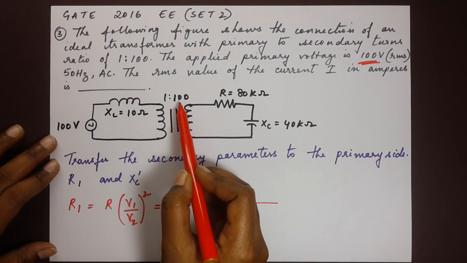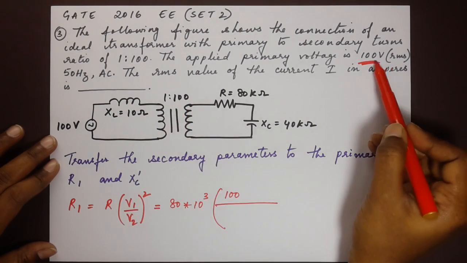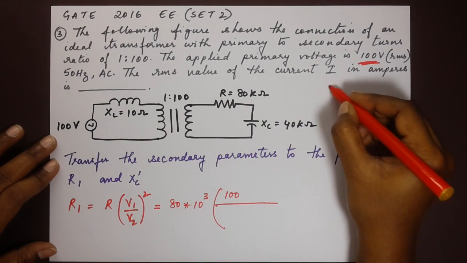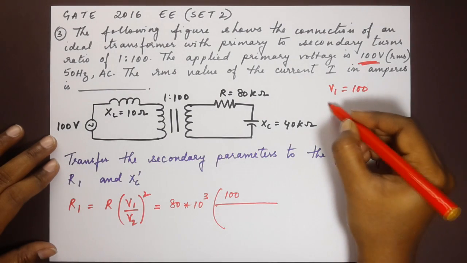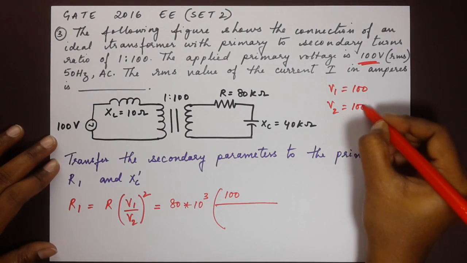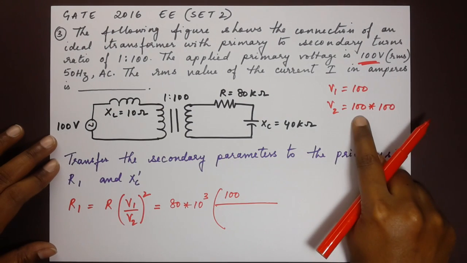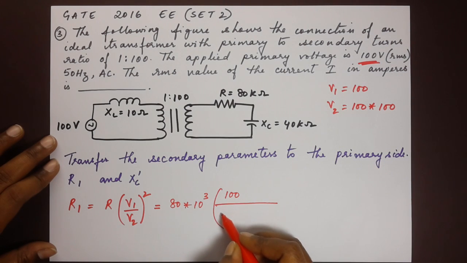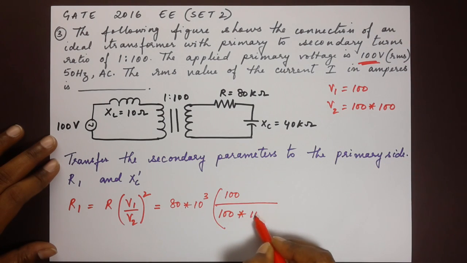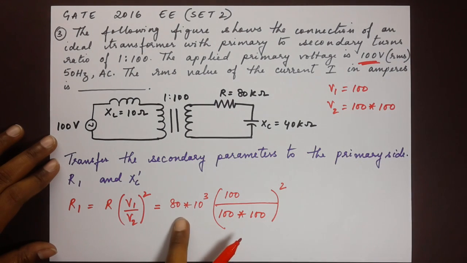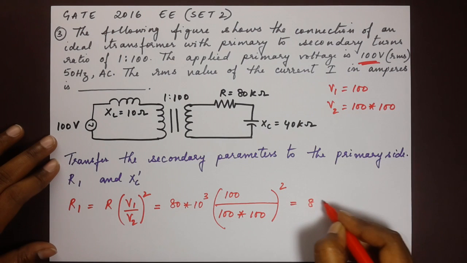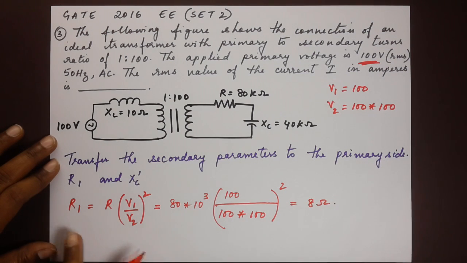Now this ratio should tell us what V2 is. If V1 is 100, then V2 will be 100 times 100. I'll put that down here. V1 is 100, then V2 is 100 into 100. So that's V1 into the number of turns according to the ratio given. So here we have 100 into 100 squared. So let's see now, that's 1 by 100, and that would give us 8 ohms. So the value of R1 here is 8 ohms.